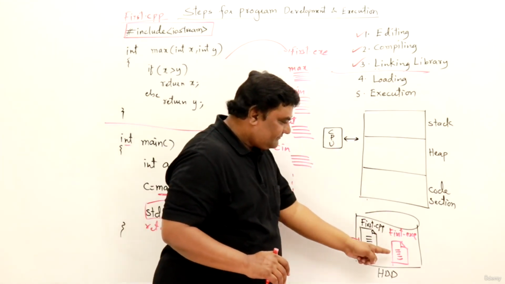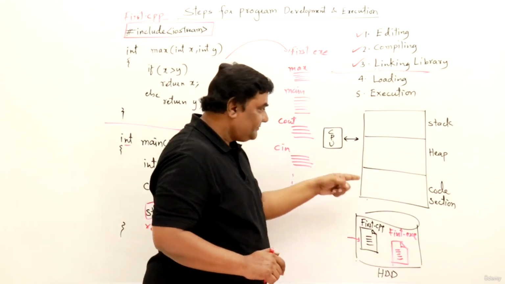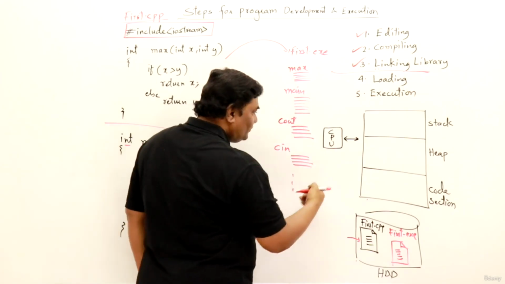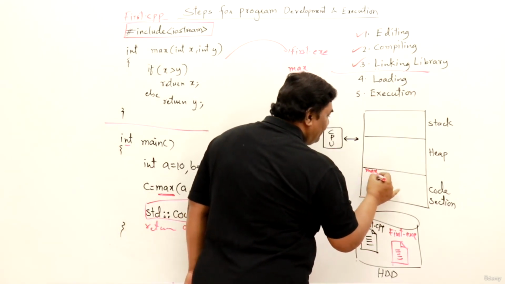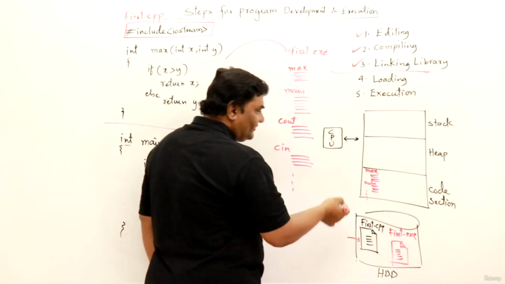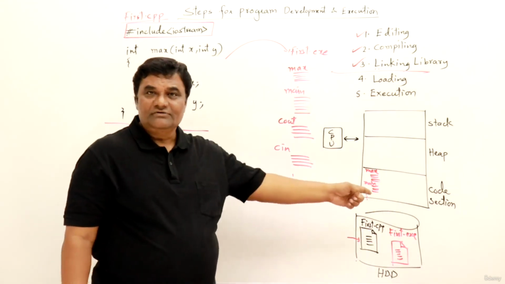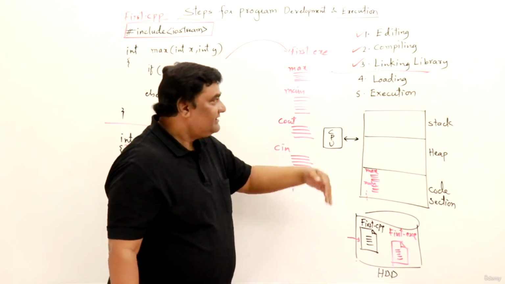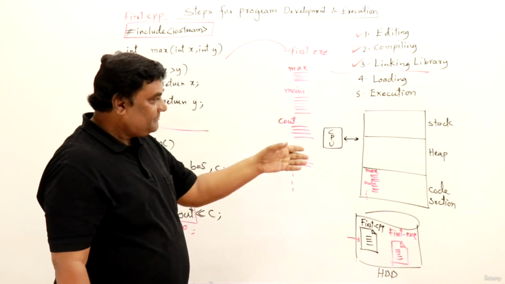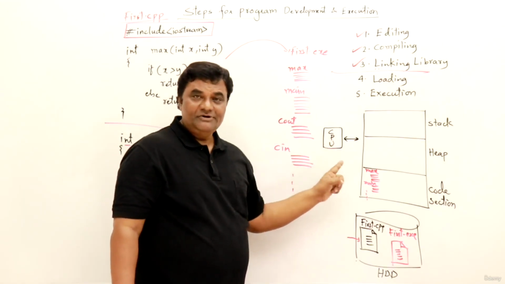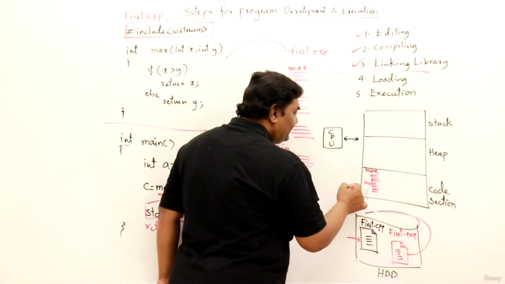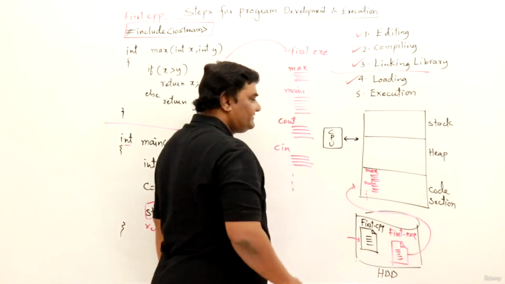For running the program, this program code, machine code, has to be brought into the main memory. Which area? Code section. So all this machine code will be copied in this code section. Main machine code, and so on. I don't have space to show all. So that machine code is copied. This is called loading: bringing a program from hard disk to the main memory for getting it executed by CPU. Bringing it here inside the main memory is loading. So this is the loading process.